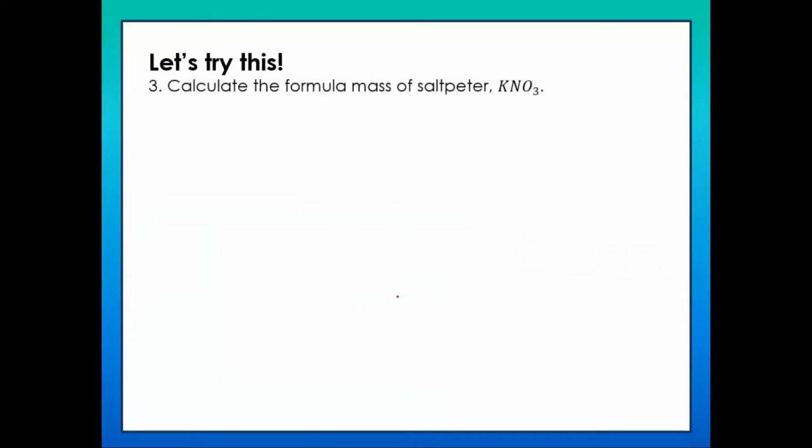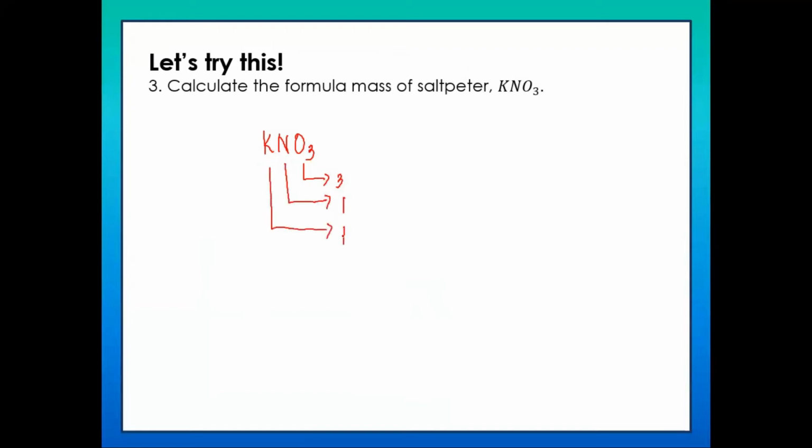Calculate the formula mass of saltpeter with this chemical formula KNO sub 3. Formula mass, because this is still an ionic compound. So copy the chemical formula. Identify the number of atoms per element here. For oxygen 3, for nitrogen 1, for potassium 1 as well.